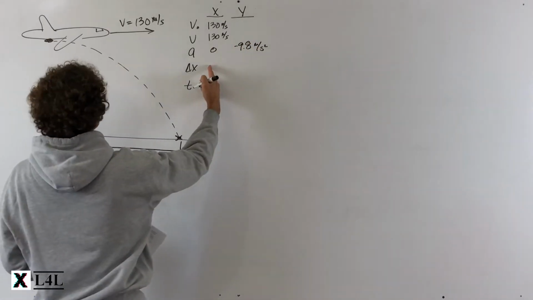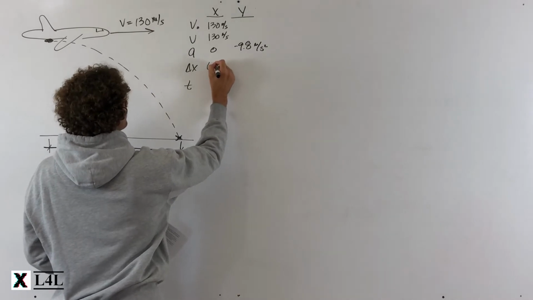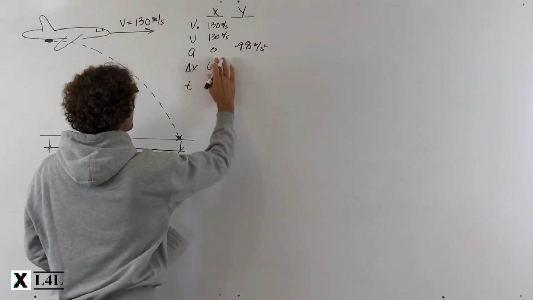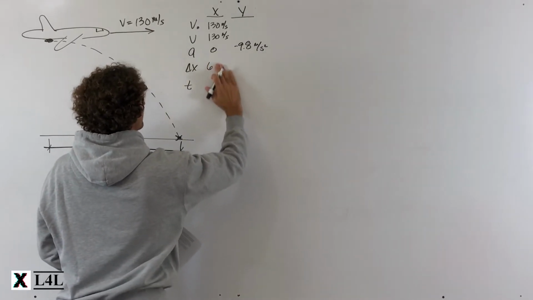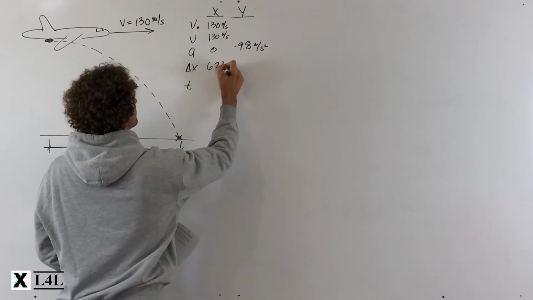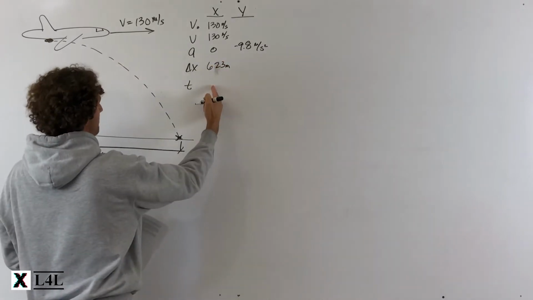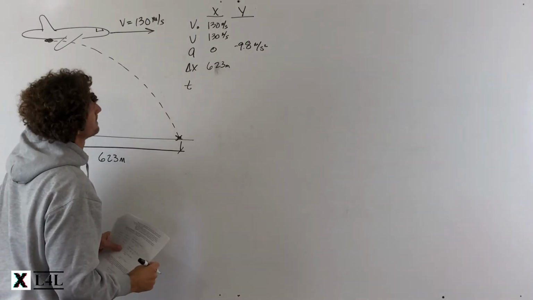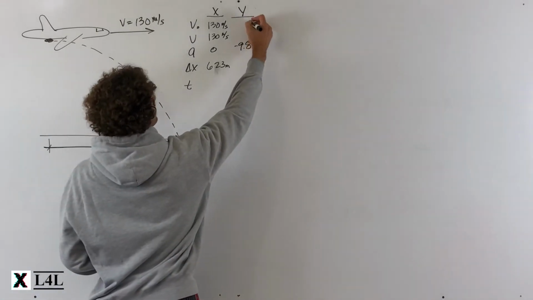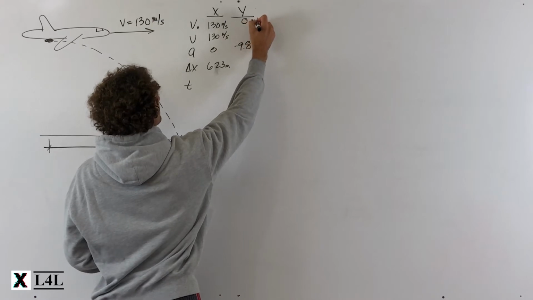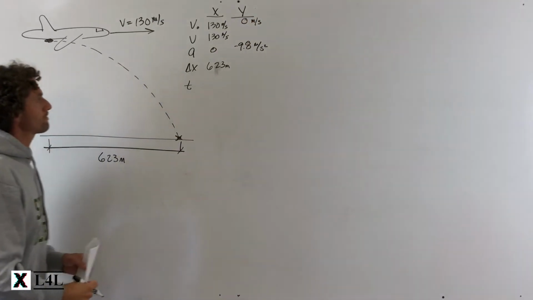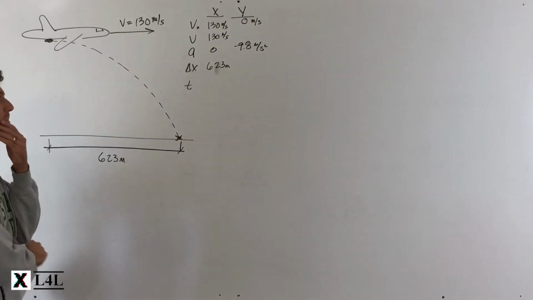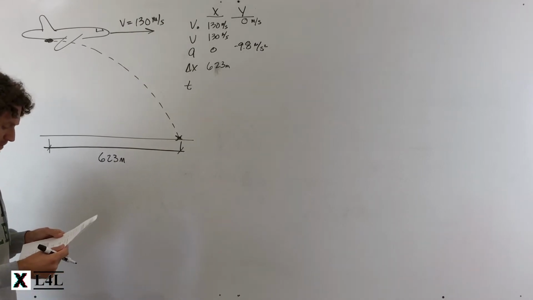The horizontal displacement is 623. Hope I write the right number. And the time, we don't know, but we're going to actually solve for that first. We know that the initial vertical velocity is 0 meters per second. Okay, so let's solve for time.